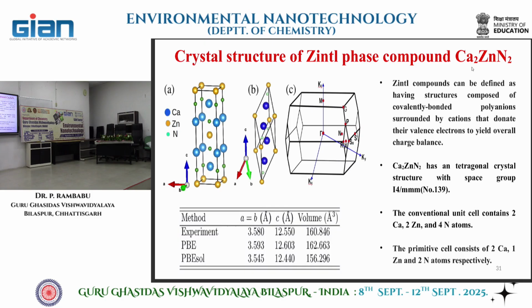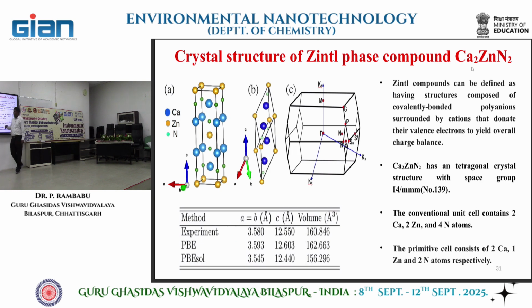So as I told you already, I have taken this ternary nitride Ca2ZnN2, and this is a periodic solid. It exists in a tetragonal crystal structure with space group 139, and the conventional cell is shown here. In the conventional cell, how many atoms do we have? We have 2 calcium atoms, 2 zinc atoms, and 4 nitrogen atoms.